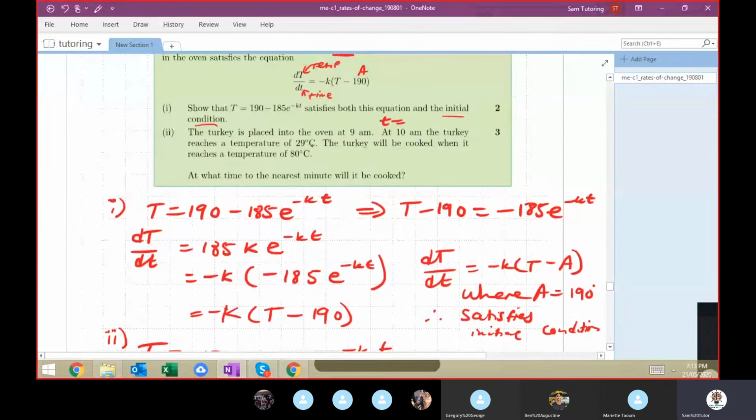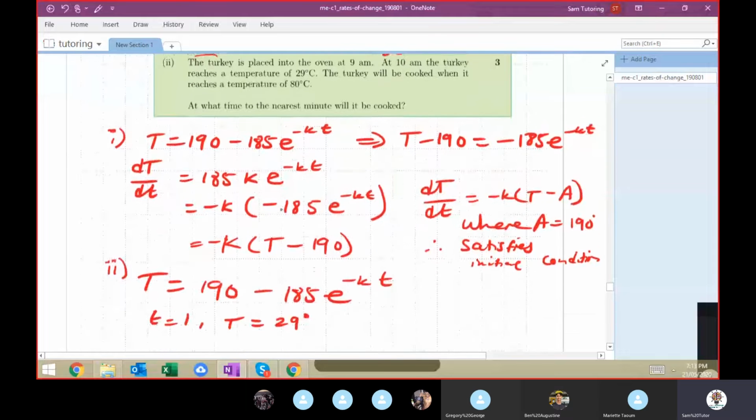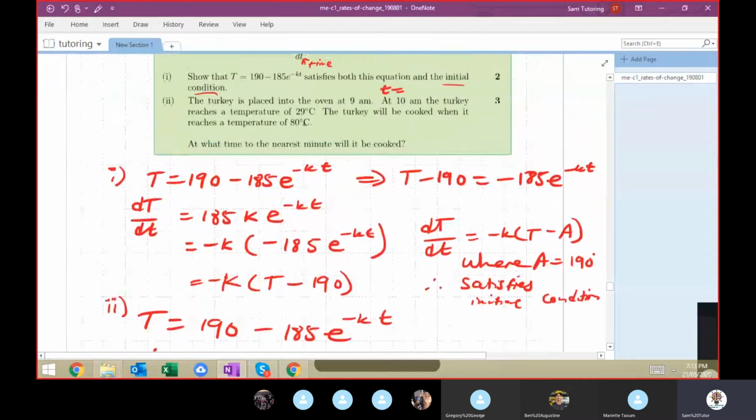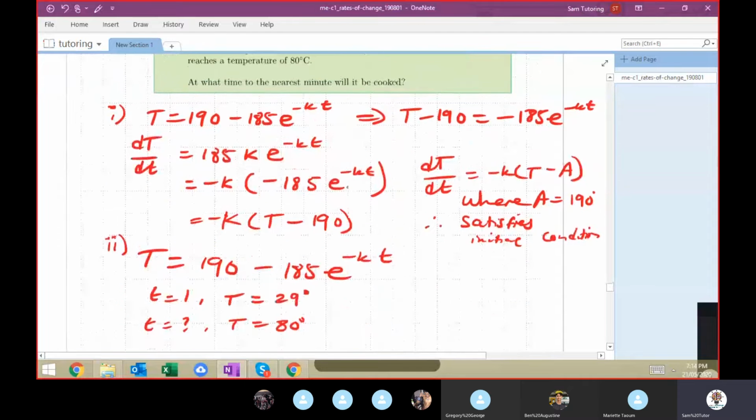The turkey will be cooked when it reaches a temperature of 80 degrees. So temperature equals 80 degrees. We want to work out what the time is. At what time, to the nearest minute, will it be cooked? All right, 3 marks.